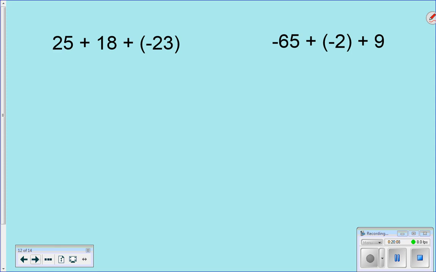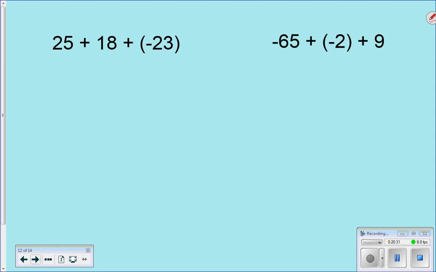25 plus 18 plus negative 23. Virginia, what'd you get? 20? Yeah, that's right. 20's right. Well, this is what I would do for these. I would find two that go together really easy. Well, I know that 25 plus negative 23 is going to be 2. And then 2 plus 18 is 20.